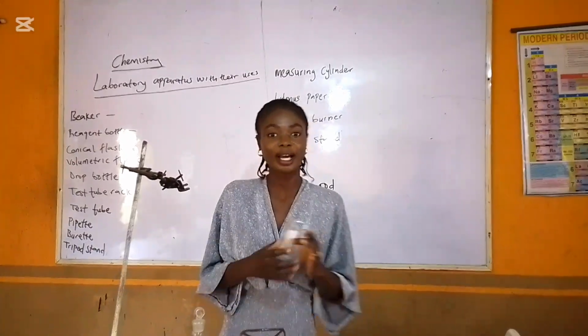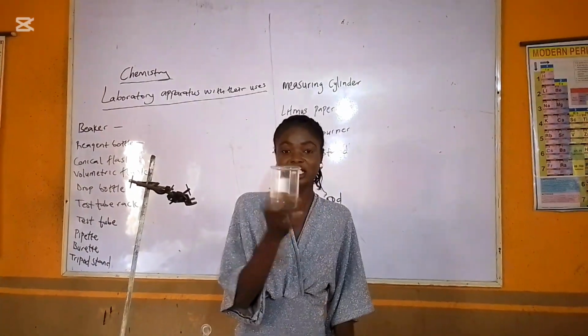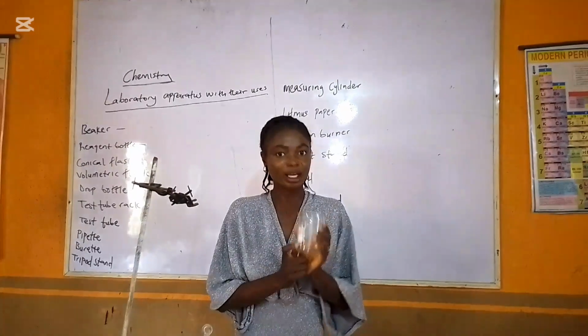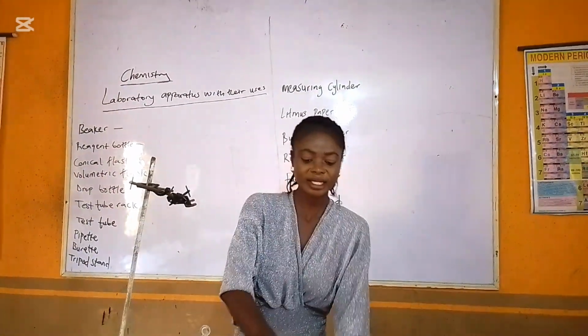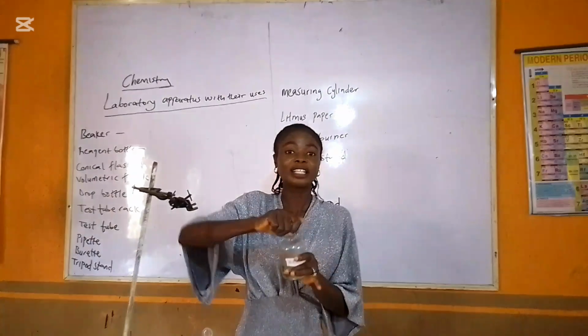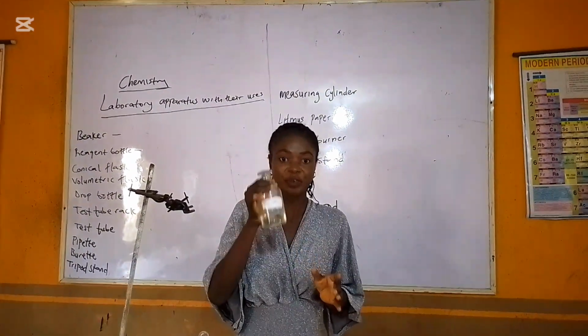Let's start from the beaker. This is a beaker. You can see me holding it. This beaker is used to measure liquid in the laboratory during practical. This is your reagent bottle. Yes, it has a cover and it is used to store chemicals in liquid form.